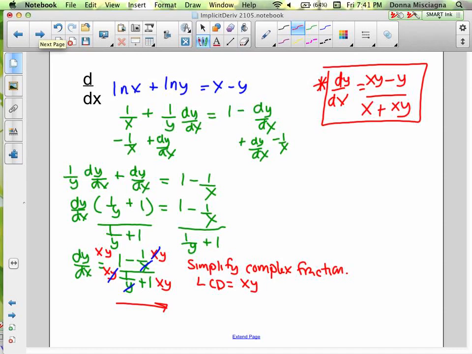That's all there was to it. Right? So really, I think a pretty straightforward one. We just had to do a little simplifying on that complex fraction there. All right, let's try the last one.